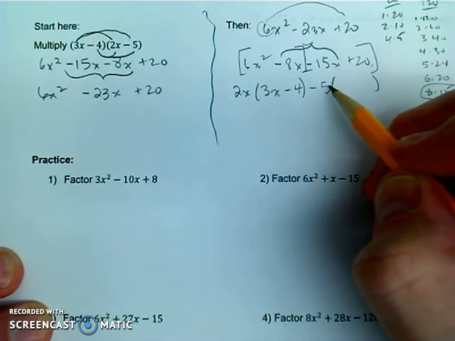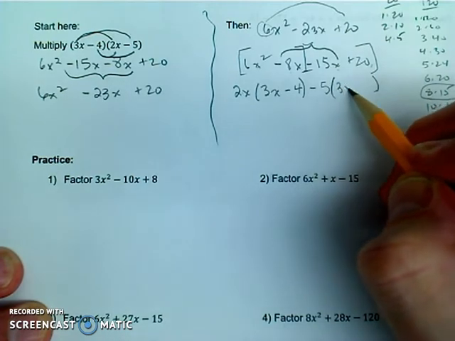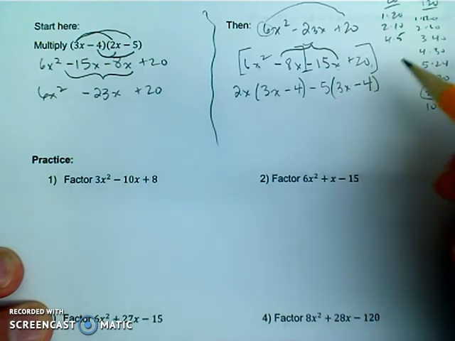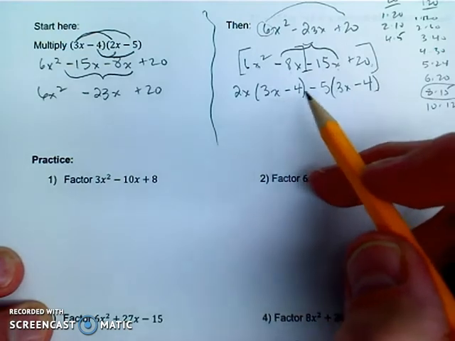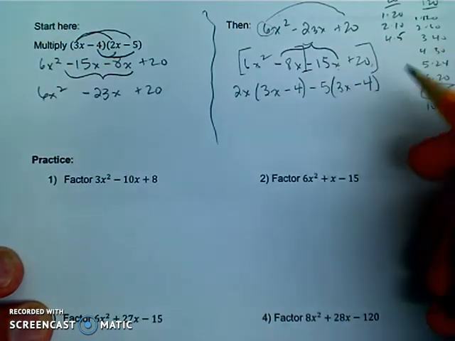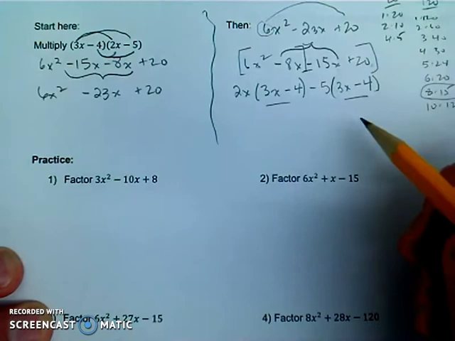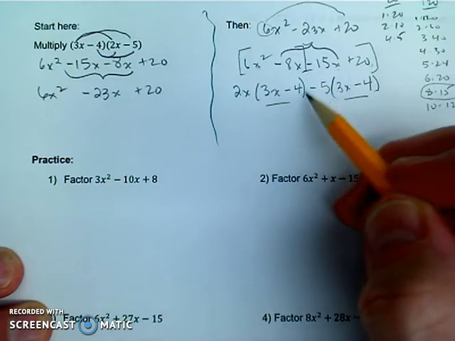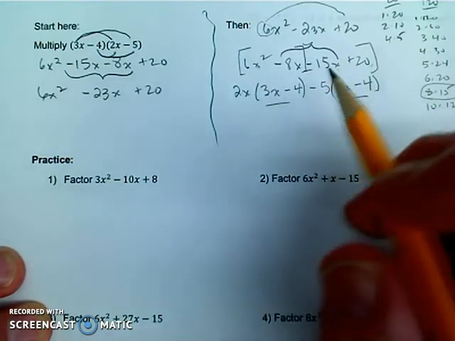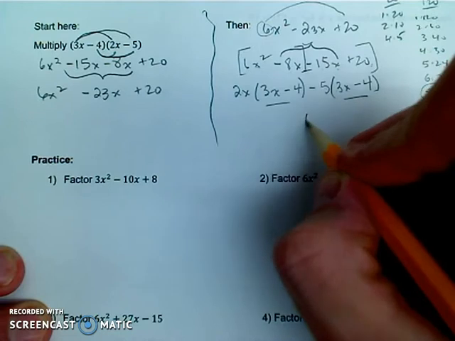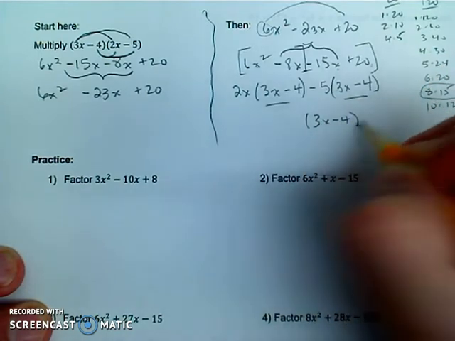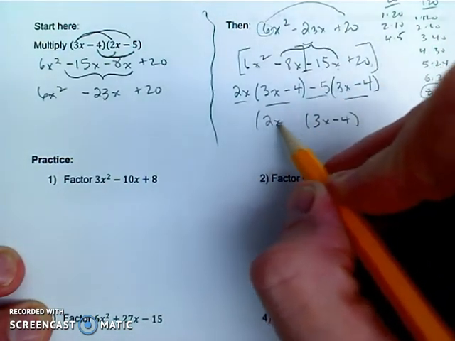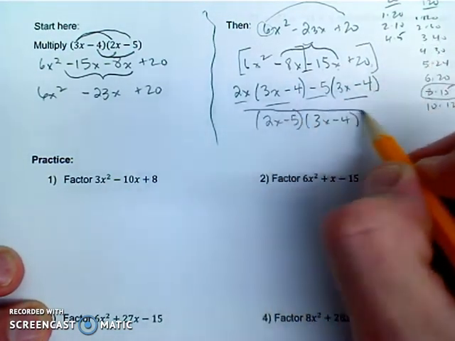So let's see what remains. 5 times 3 gives 15, so 3x. Negative 5 times negative 4 is positive 20. So 2x times 3x minus 4, minus 5 times 3x minus 4. If we do this right, these two factors in parentheses will be the same. Sometimes that helps in figuring out what GCF to factor out of this back end. So now I've got a common factor of 3x minus 4, I'm going to bring that out. My two GCFs that I factored out earlier, 2x minus 5, is going to be my other factor.